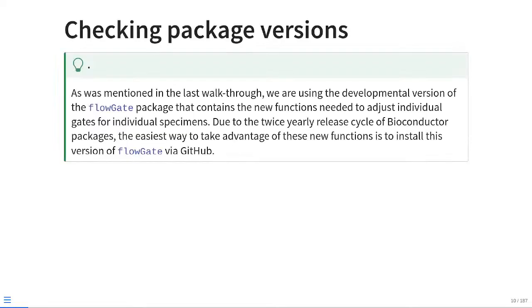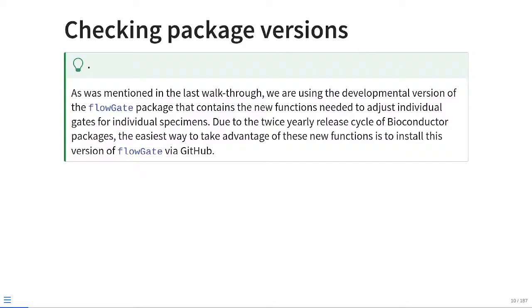So, a couple bits of housekeeping. As we mentioned already in the previous walkthrough, we are currently using the developmental version of the flowGate package that contains several new functions that allowed us to adjust the individual gates as far as their placement on individual specimens. So, due to the twice-yearly release cycle of the Bioconductor packages, the easiest way to take advantage of these new functions is if you go ahead and uninstall flowGate and then reinstall it from the GitHub repository.